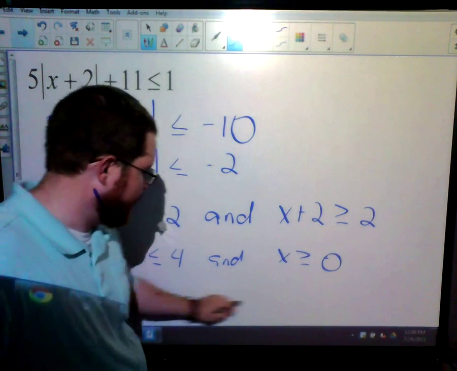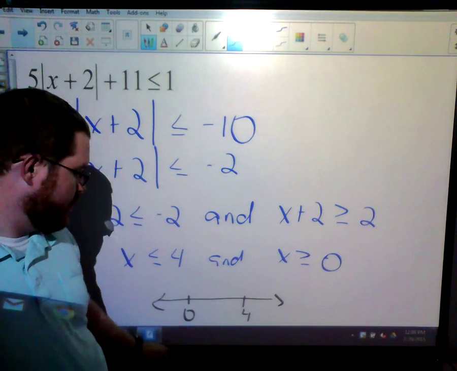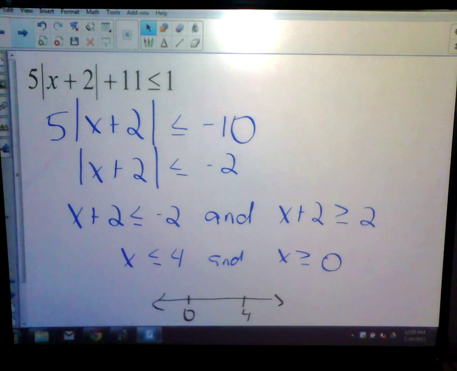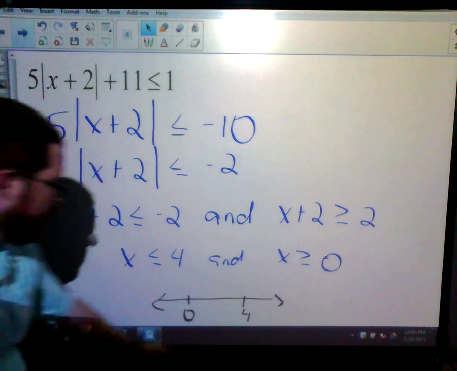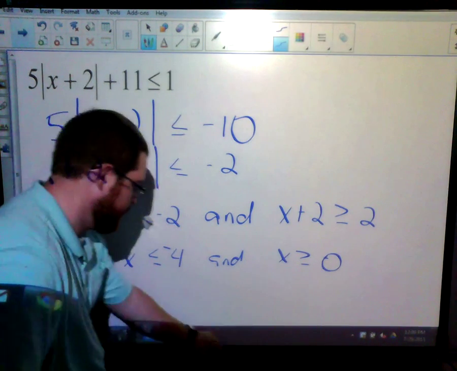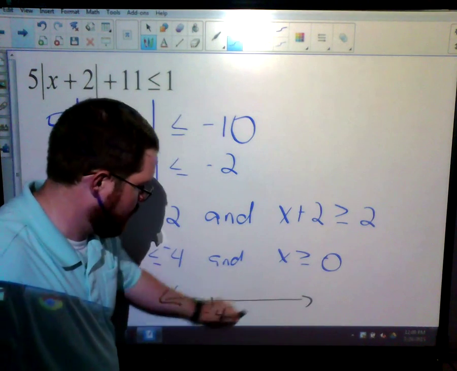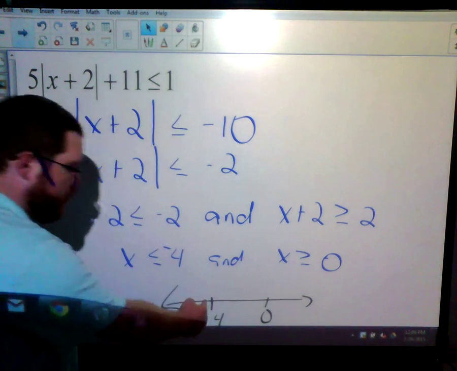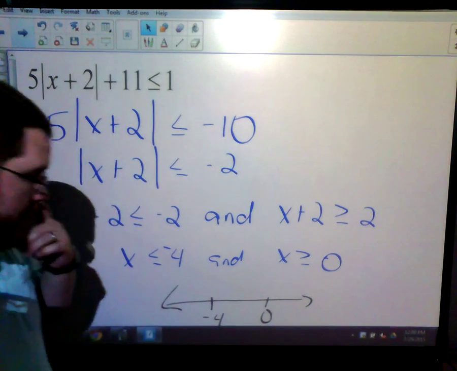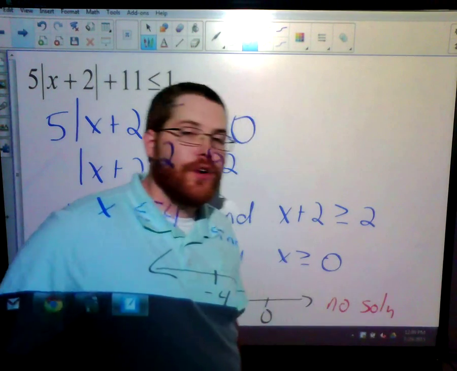Wait a minute. Think about that. Here's 4. Here's 0. Wait a second. Negative 4. Negative 4. Sorry. So how can I be less than negative 4 and greater than 0? They don't overlap. So this one is no solution. My two graphs wouldn't overlap if I drew them.